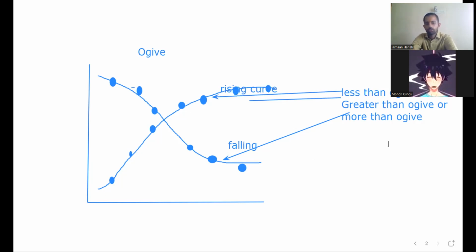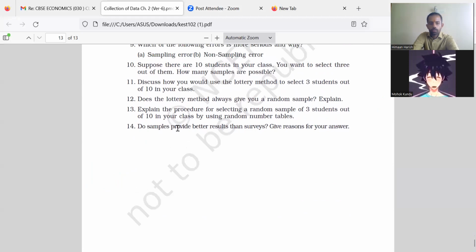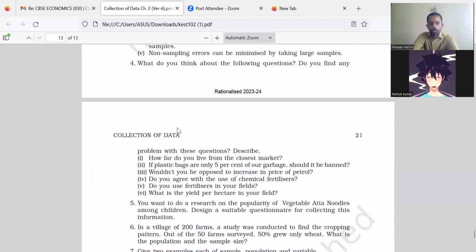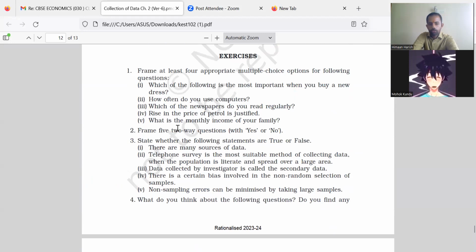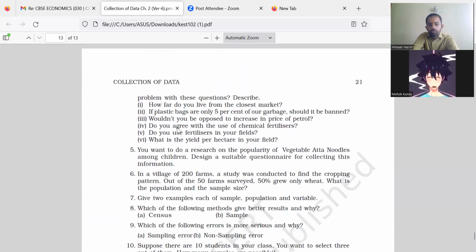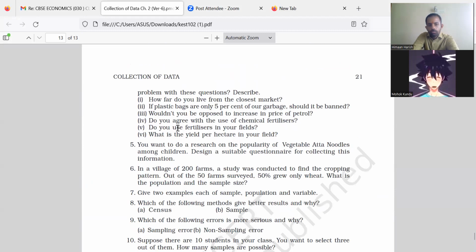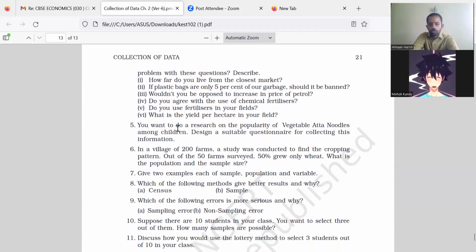So we are clear with this. For now, there are not many problems given. We'll just have to go through the textbook once again. Have you gone through the textbook or have you glimpsed through? A little bit. Are the exercise questions given? I didn't look at ogives in the textbook exercise. It was just MCQs, the small two markers.